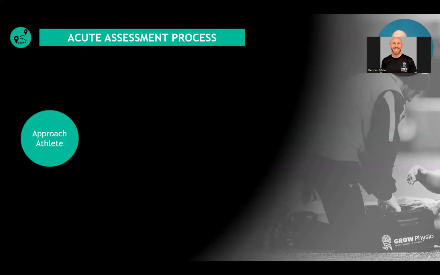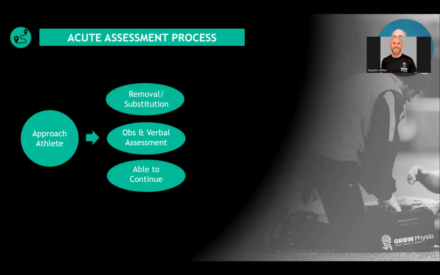So what I would do usually is approach the athlete. So you've been called on, or you've been allowed onto the field of play, and you've approached them. You're then going to go through some observations and a verbal assessment. Again, relay all those reassuring factors. This is the process that we're going to go through. We're going to go through some testing on this to make sure that we decide whether you're able to continue or not. That's going to then either result in removal, substitution, or they can continue playing.